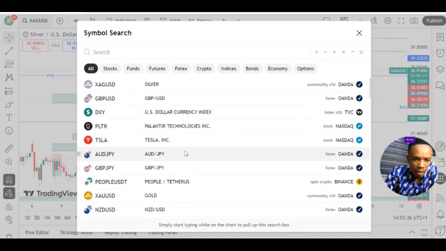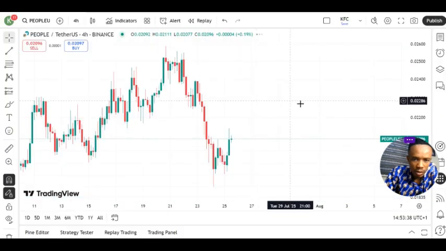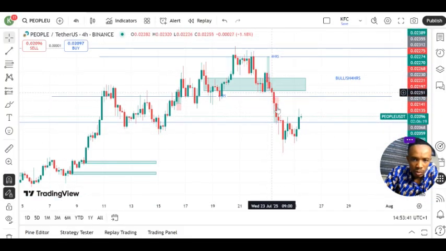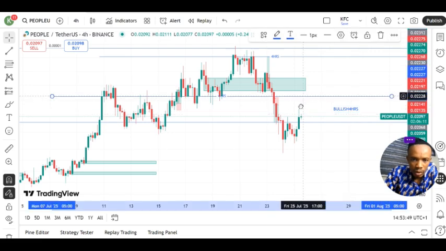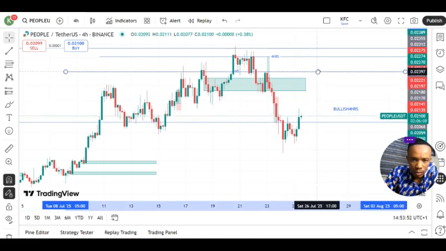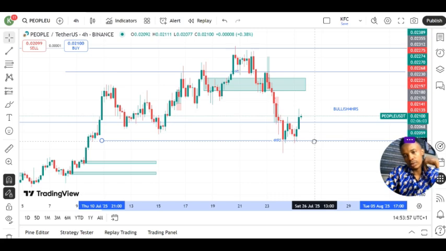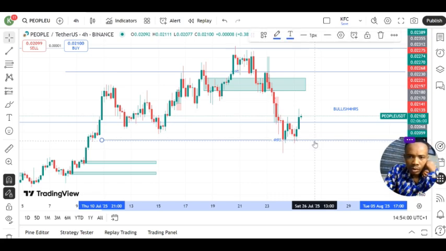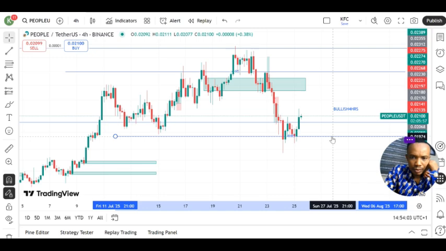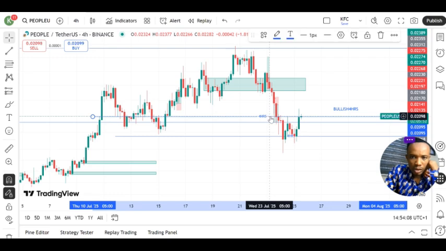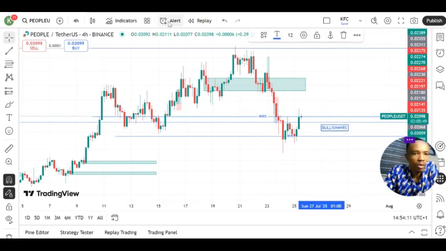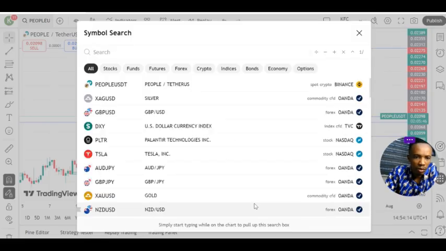Okay. And on PEPE USDT, it's been bearish, but it has taken out this, and with that I'm considering going bullish now. On PEPE USDT, anything from here to here would be bearish. Okay, but anything from here to here will be bullish. But better still for me on PEPE USDT, I'm going to be going bullish once I have the bullish confirmation.